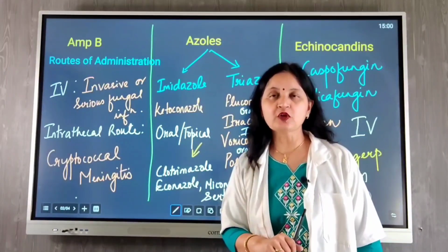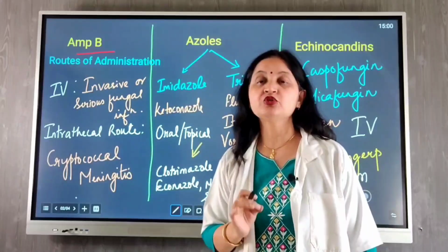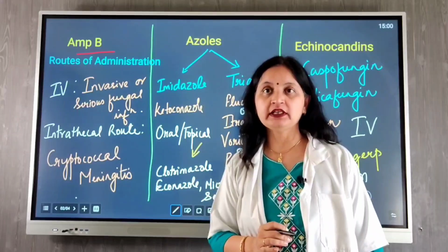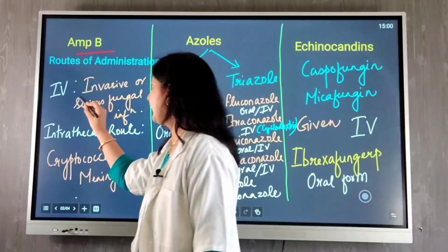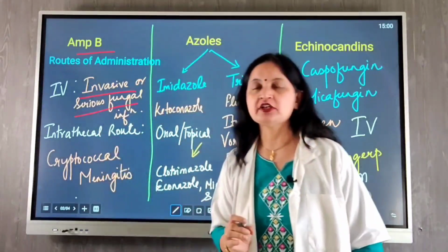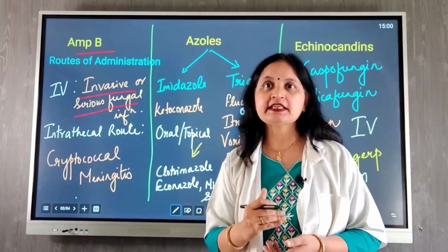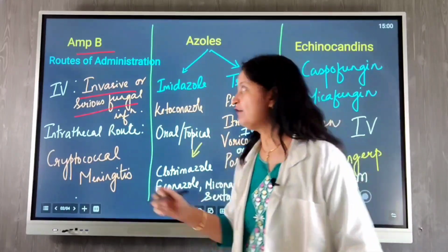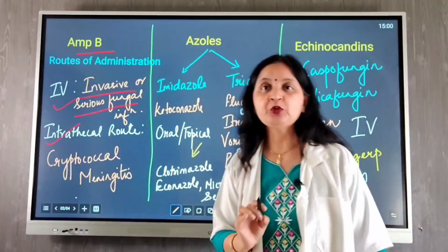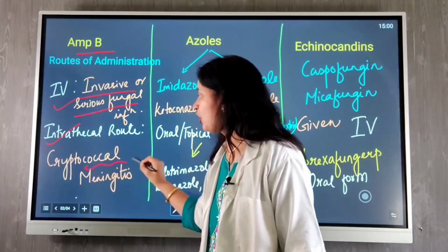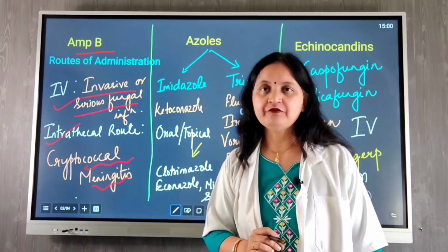Now let's discuss the routes of drug administration. So can Amphotericin be given orally? The answer is no. Amphotericin B is not given orally. It is given parenterally. It is given intravenously for treating invasive and serious fungal infections. So systemic mycosis such as histoplasmosis, blastomycosis, candidiasis is best treated with Amphotericin B. It is also given intrathecally to treat cryptococcal meningitis. So cryptococcal meningitis can be treated by intrathecal administration of Amphotericin B.